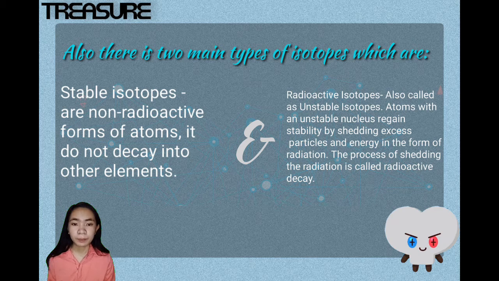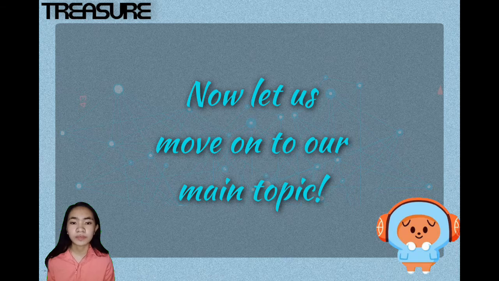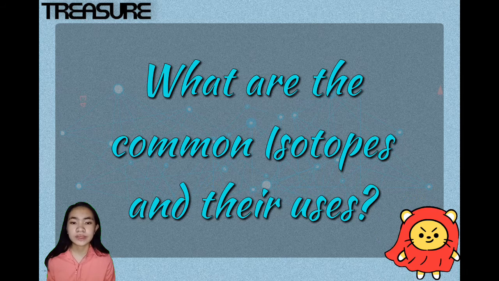While in radioactive isotopes, the unstable nucleus of a radioisotope can occur naturally, or as a result of artificially altering the atom. Atoms with unstable nuclei regain stability by shedding excess particles and energy in the form of radiation. The process of shedding radiation is called radioactive decay. Now let us move to our main topic. What are the common isotopes and their uses?